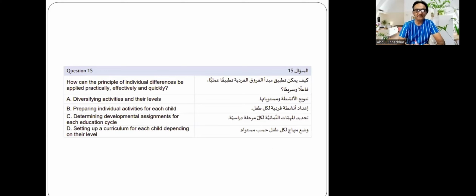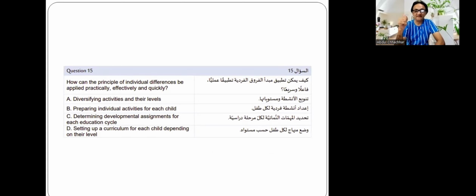How can the principle of individual differences be applied practically, effectively, and quickly? Individual differences in the classroom. Keep in your mind, how can the principle of individual differences be applied in the classroom practically when you teach effectively? That should be effective quickly within time.